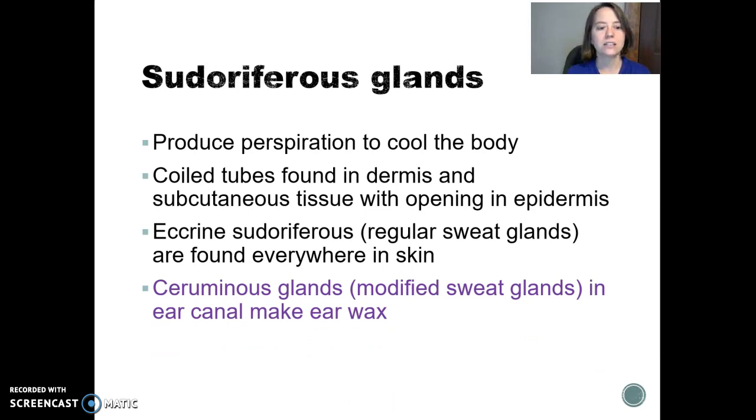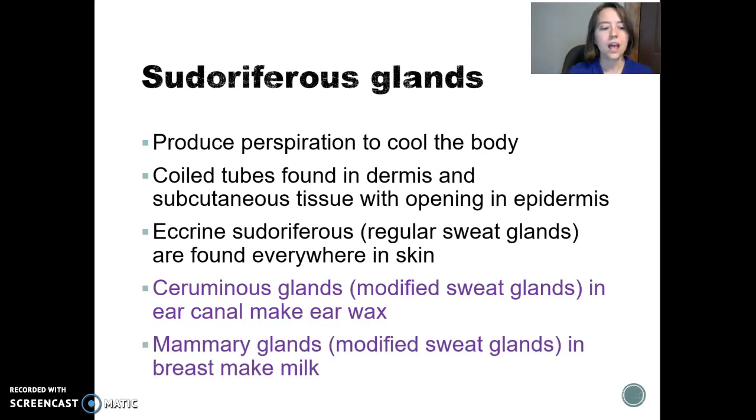Some fun facts: ceruminous glands found in the ear canal that make cerumen, earwax, are actually modified sweat glands. And mammary glands in the breast are actually modified sweat glands. Everyone has mammary glands, but they only make milk in lactating females.